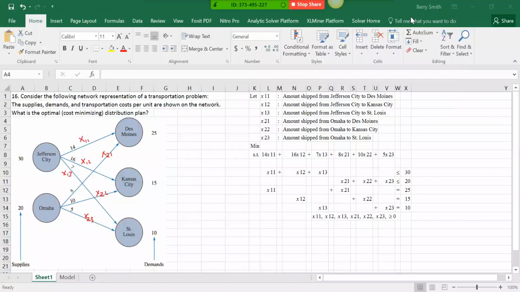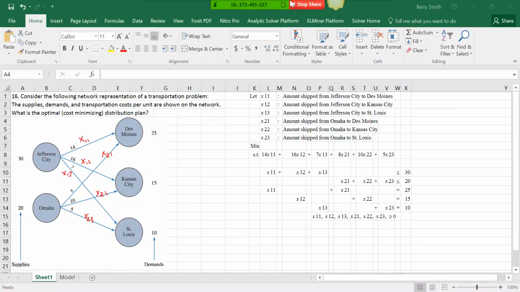Okay, so today I'm going to do Chapter 11, number 16. We're supposed to consider the following network representation of a transportation problem. The supplies, demands, and transportation costs per unit are shown on the network. What is the optimal cost minimizing distribution plan?